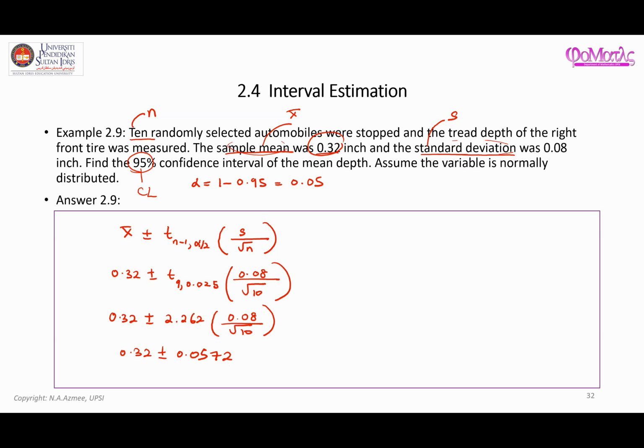Therefore we can present the population mean mu to be between two values. If you take 0.32 minus 0.0572, you will get the lower limit, which is 0.263. And if you take 0.32 plus 0.0572, then the upper limit is going to be 0.377. So that's the 95% confidence interval of the mean depth.